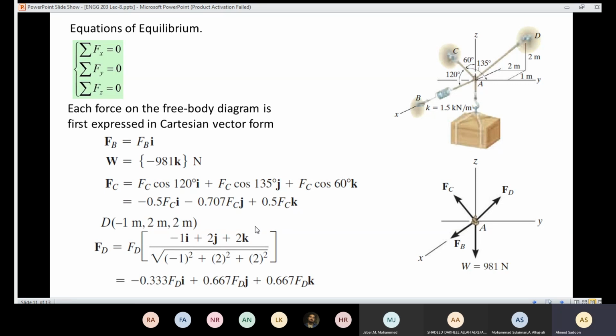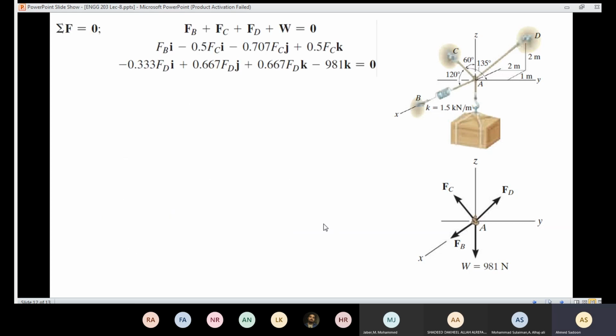I managed to express all the unknowns into Cartesian form. Now I'm going to use that formula here. It's a general formula, which is that the summation of the force vectors is going to equal 0. I'm going to calculate the resultant.